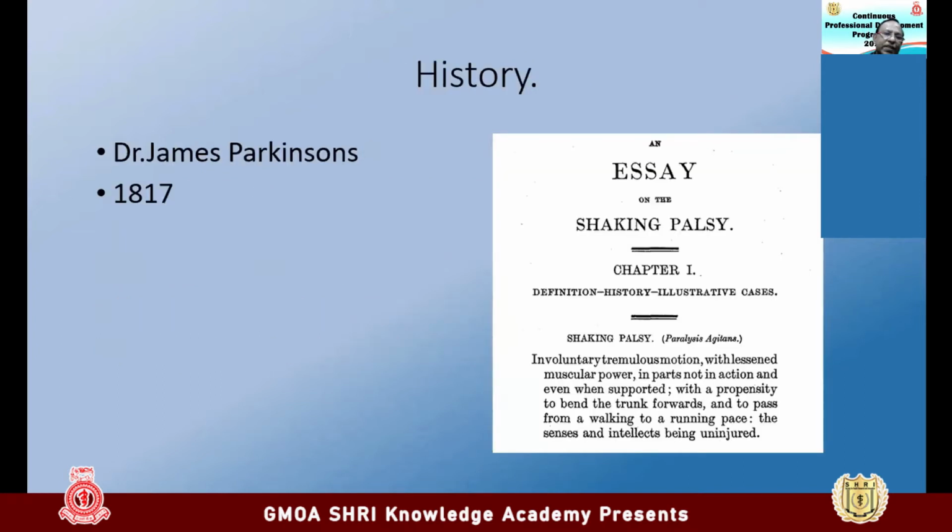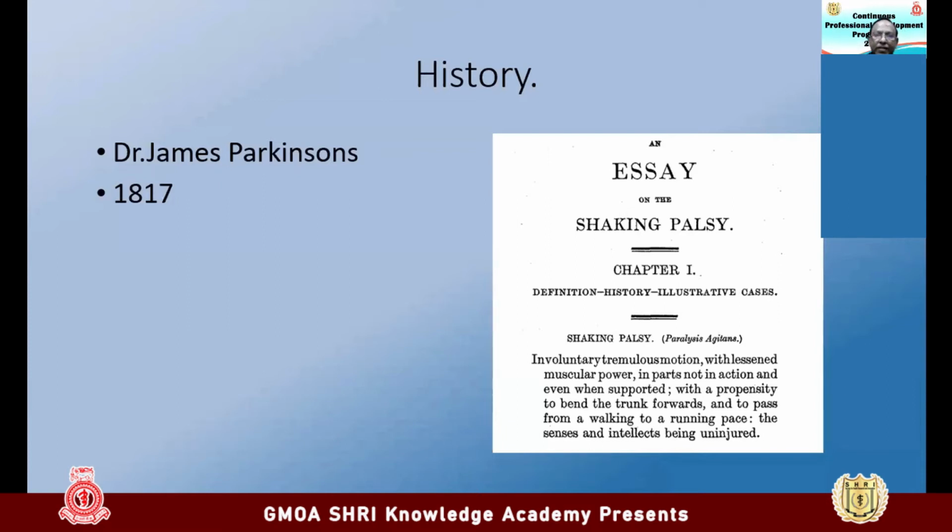This condition was first described 204 years ago by Dr. James Parkinson. Actually, this condition is currently named under his name because the French neurologist Charcot named this condition and gave the full credit to him, naming it Parkinson's. According to the essay he wrote in the British Journal, if you look at the right hand side, at one of the pages, he described this condition, saying: involuntary tremulous motion, with lessened muscle power, in parts not in action, and with a propensity to bend the trunk forward. That means a tremor, as you all know, is associated, which is at rest.